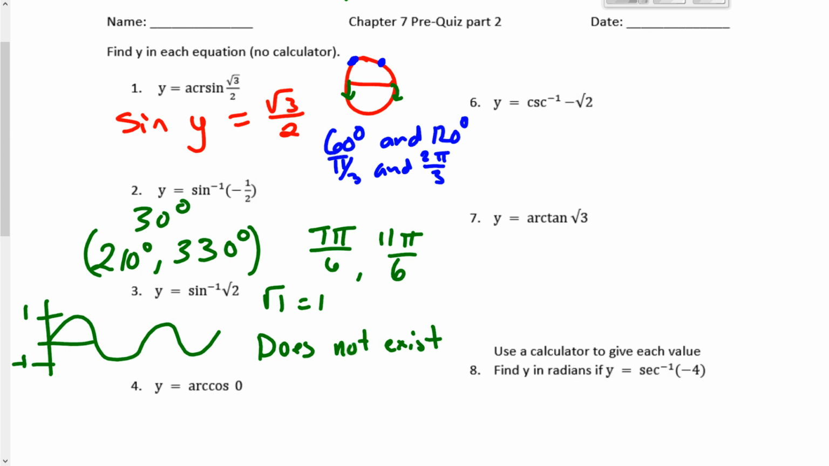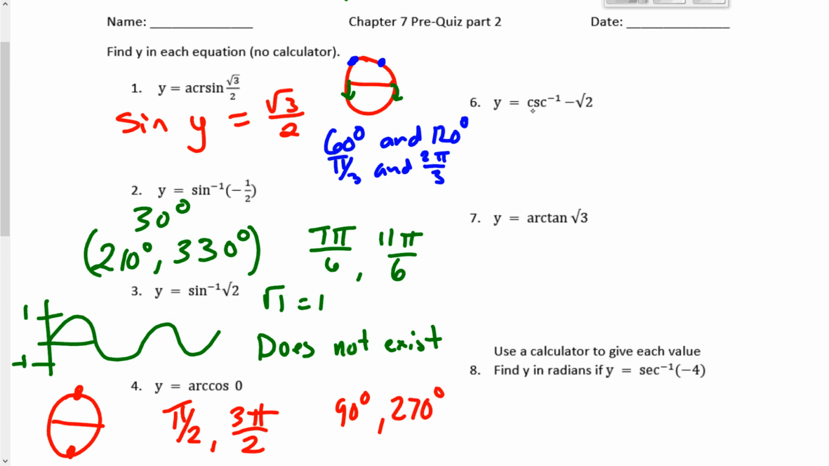Okay. Where is cosine 0? So we can look at our unit circle, look at our x values. Where on the unit circle is our x value 0? Well, our x value 0 is right up here, so that is at pi halves, at 3 pi halves, or at 90 degrees and 270.